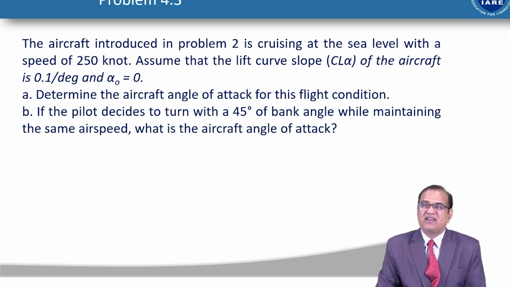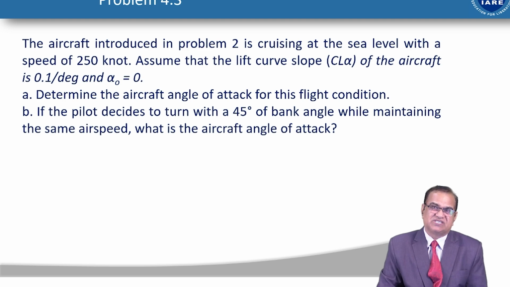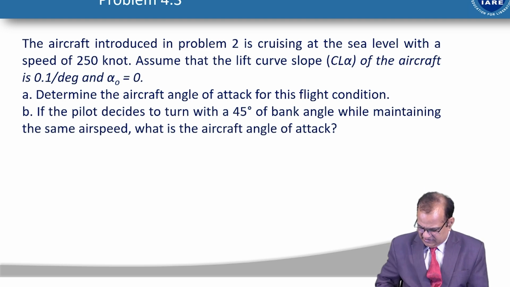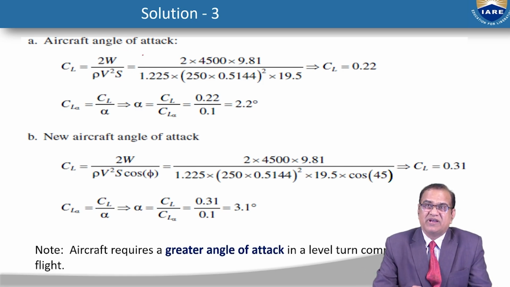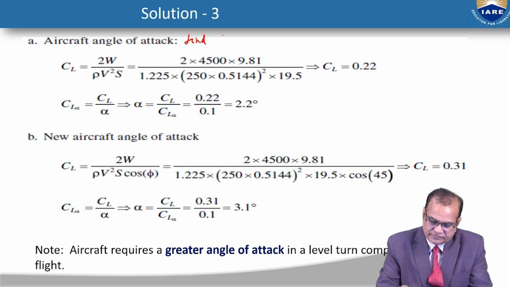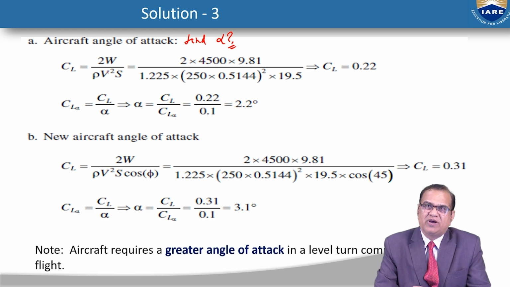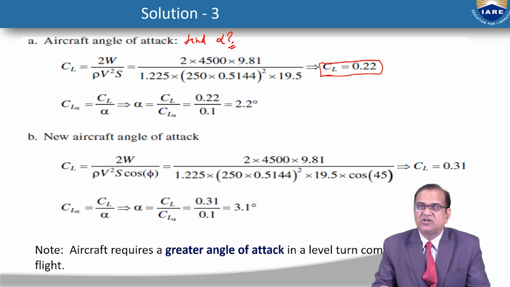So here CL alpha is given, the speed is given, and from the previous problem the weight and everything is given. So the aircraft angle of attack alpha we have to find out. We know that CL is equal to 2W by rho V square S. 2 into 4500 into 9.8, divided by 1.22, V is equal to 250 into 0.5144 squared, into 19.5. So we got CL is equal to 0.22.